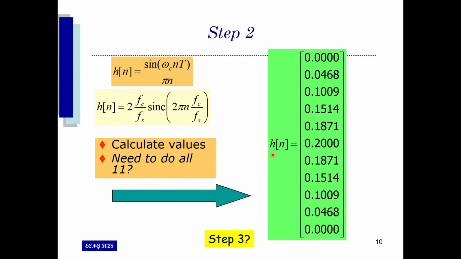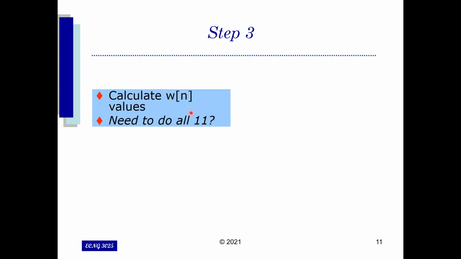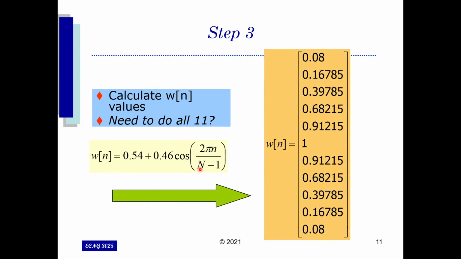The next step after we have our h of n vector is to calculate the w of n values. And this also has a symmetric relationship as we see here. So we just need to calculate for the first 6 values, and then it's just going to be a reflection from that one point onwards. So for -1 and +1, it's the same value. -2 and +2 is going to be the same value. -3 and +3, and so forth as we keep on going.